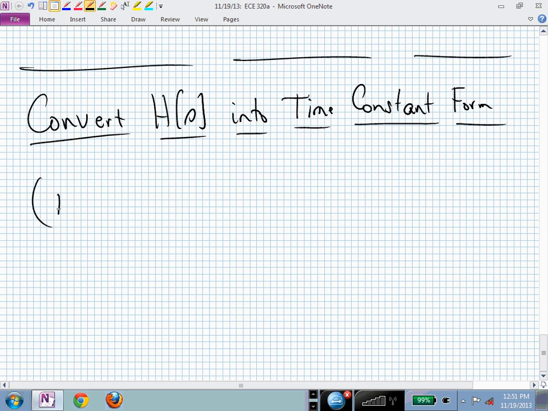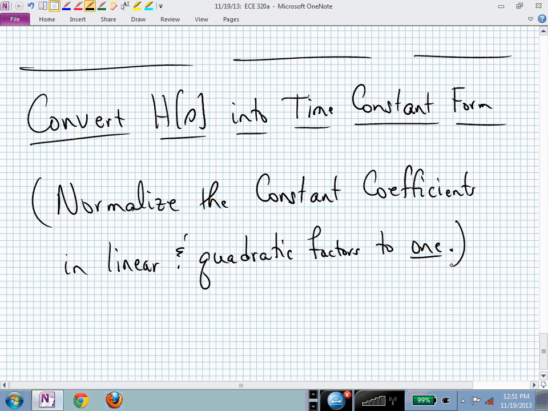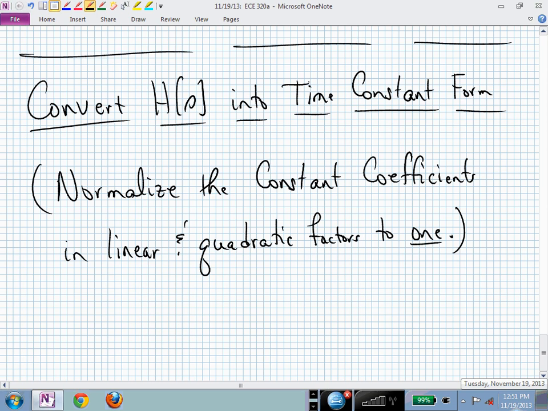Or another way of thinking of this is you are actually normalizing the constant coefficients in linear and quadratic factors to 1. That's what we're doing when we put it into time constant form.